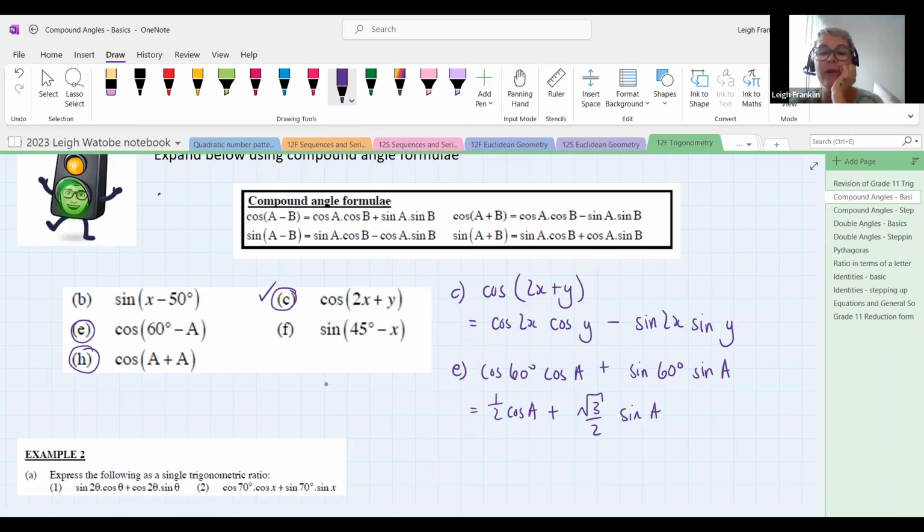And Lisa, why can we not add those two together? Cos is not the same as sine, ma'am. Exactly. They're not like terms. Very nicely explained. Well done. That's perfect. All right, let's see who else has got a hand up.